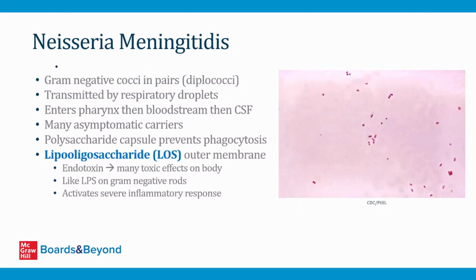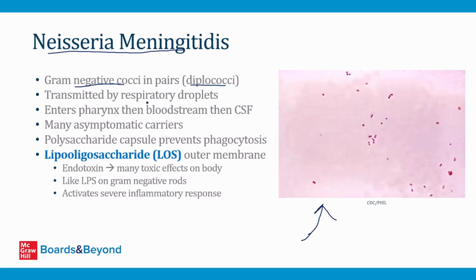Okay, moving on, our next cause of bacterial meningitis is Neisseria meningitidis. Neisseria meningitidis are gram-negative cocci in pairs. They are diplococci. This is a picture of what they can look like here on the slide. And I talk about the gram stain and cocci and rod forms of bacteria and all those things in detail in videos in the ID section.